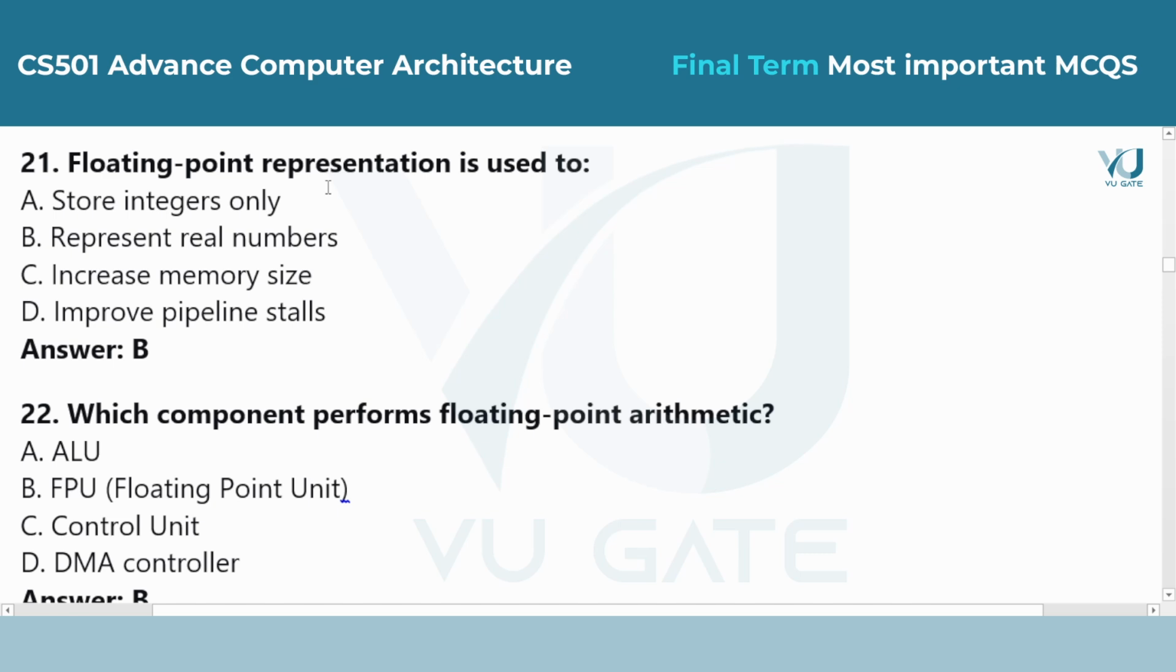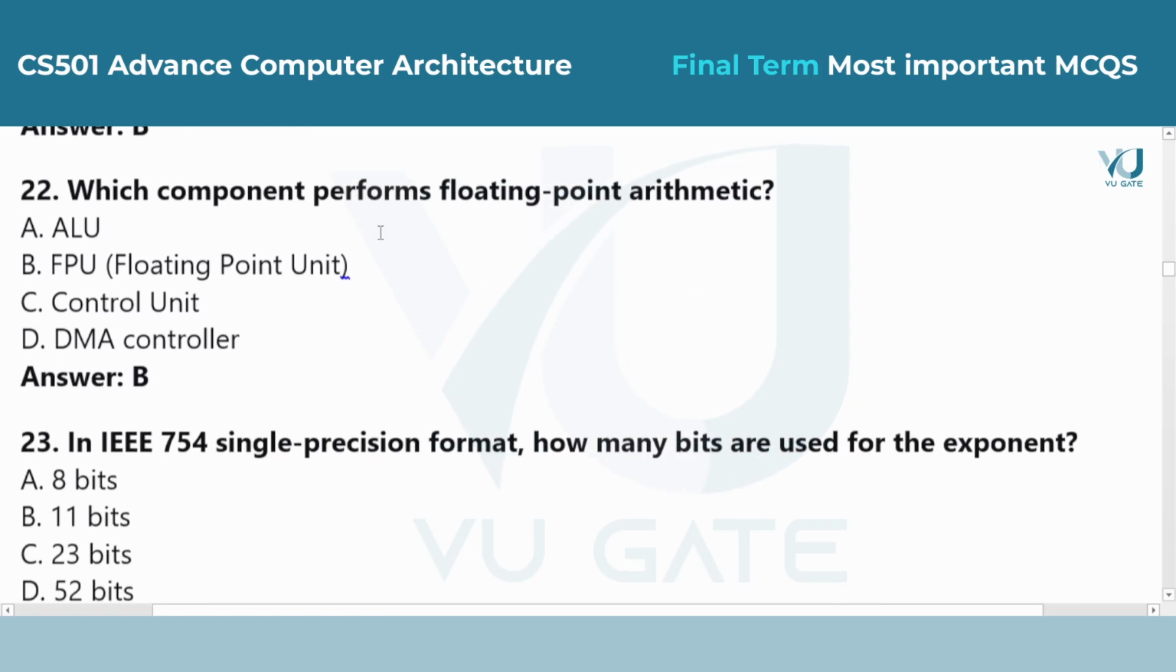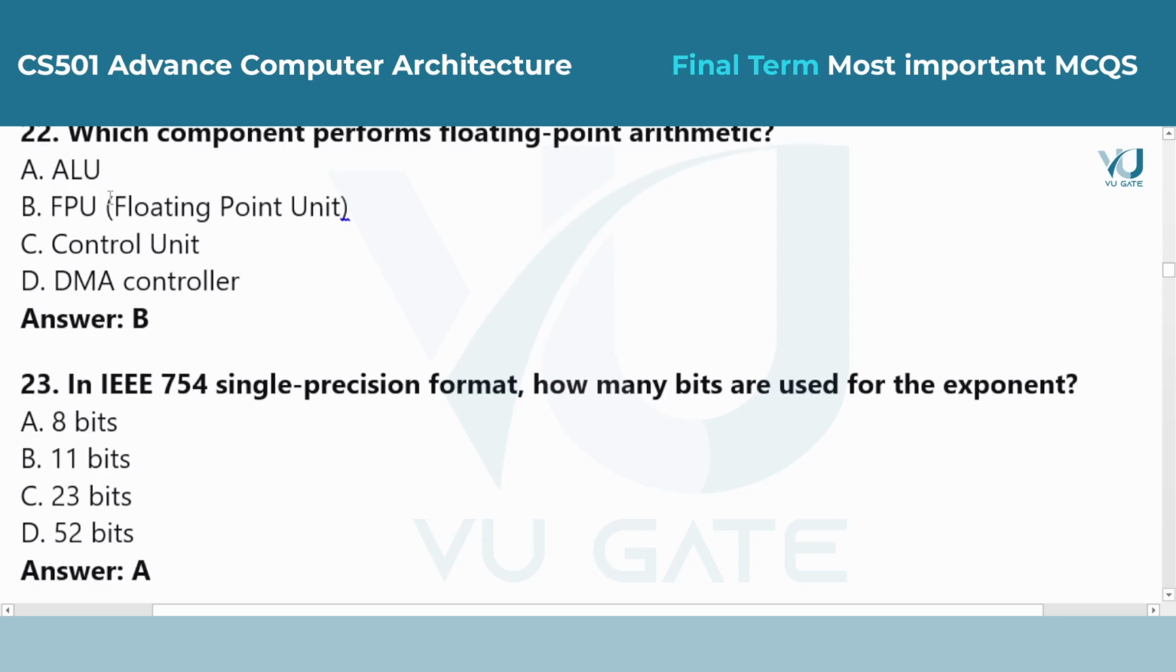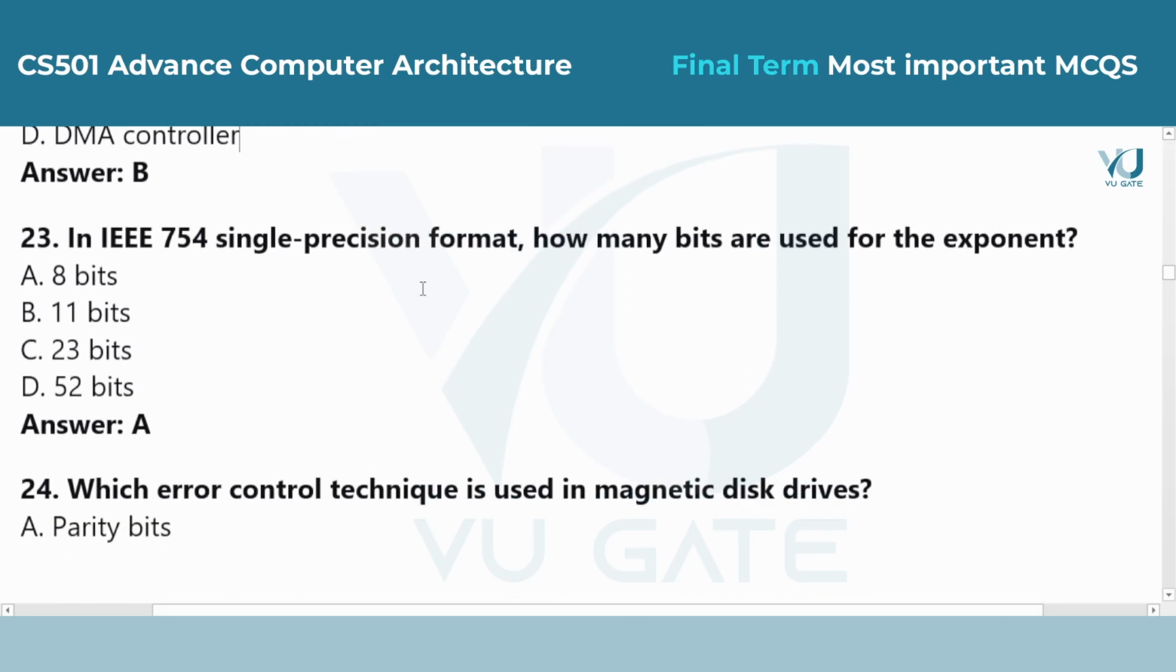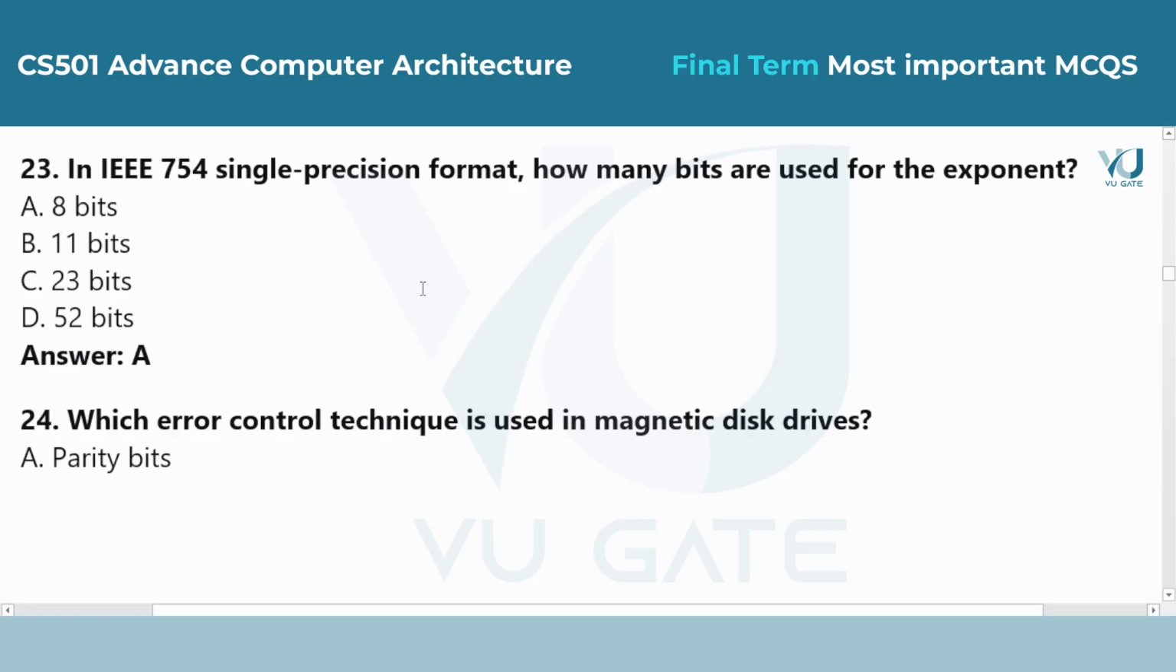Question: Floating point representation is used to? Answer: B. Represent real numbers. Concept: It allows the system to handle very large or very small numbers with fractional parts. 22. Question: Which component performs floating point arithmetic? Answer: B. FPU, floating point unit. Concept: This is a dedicated part of the processor optimized for complex math and decimal calculations.